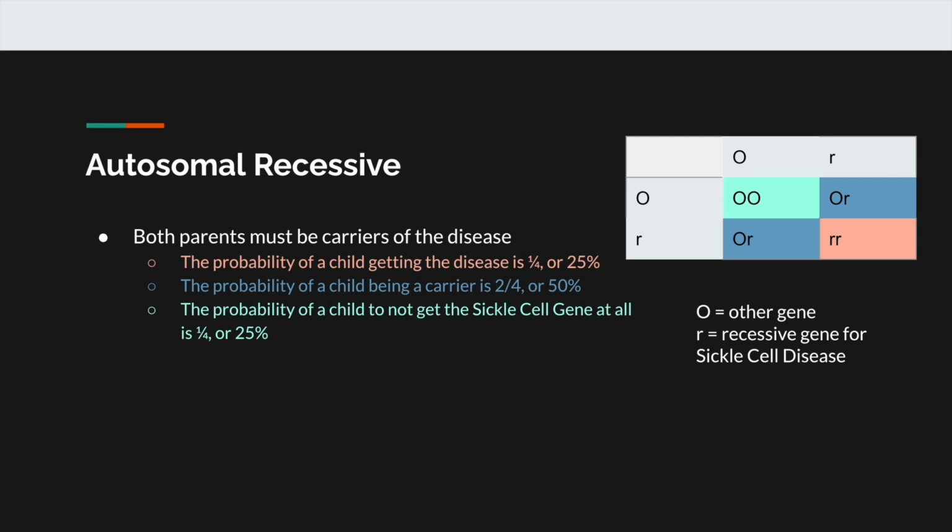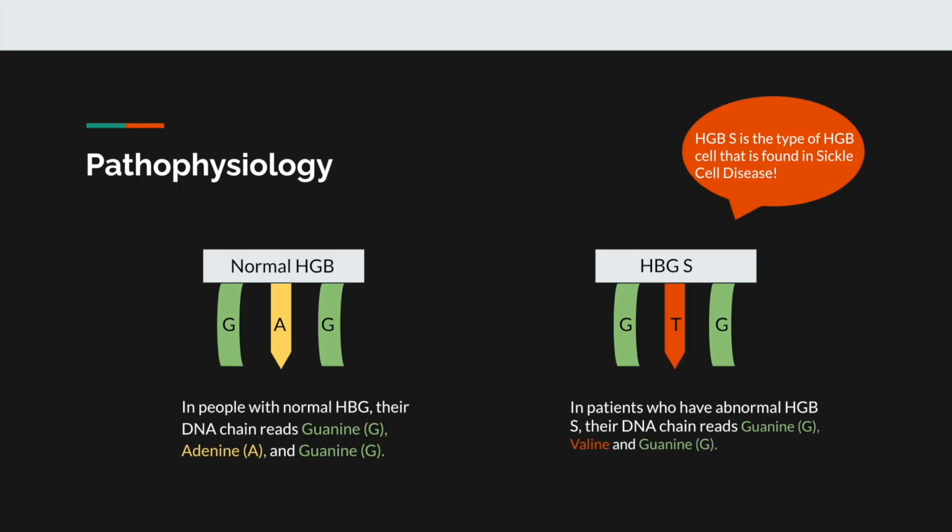If a child is a carrier of the disease, they can still show symptoms of sickle cell disease, although they are much milder symptoms. And then in the bottom right, the probability of a child getting the disease is 1 in 4, or 25%. And remember to note, both parents have to be carriers of the disease in order for a child to have sickle cell.